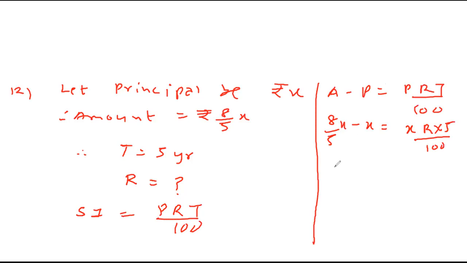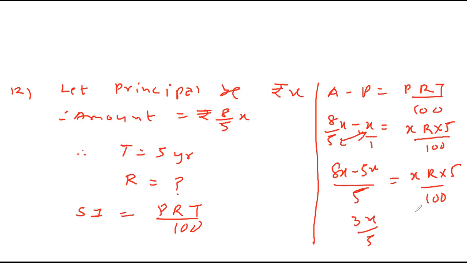Chalo, can you simplify this? How to do? Can I cross multiply again? 8x minus 5x. Here nothing is there, means 1 is there. So 8x into 1 is 8x, minus x, 5 upon 5 is x. R into 5 upon 100. 3x upon 5 is 5x R upon 100. Any doubt? No, sir.